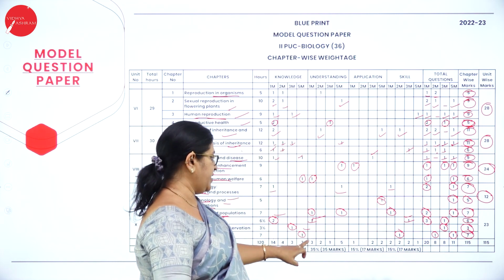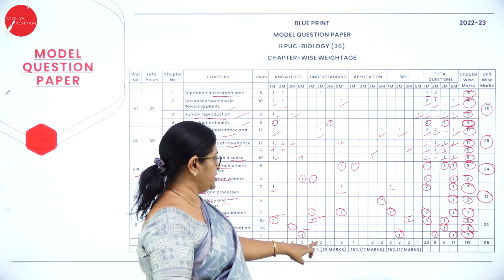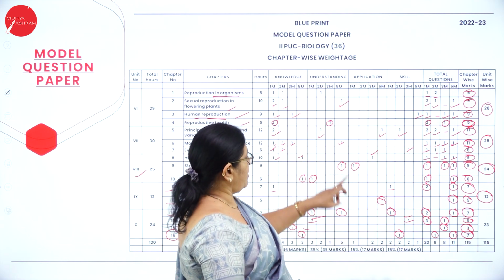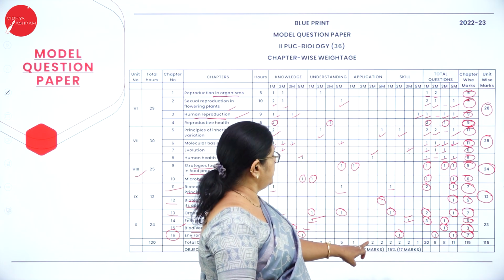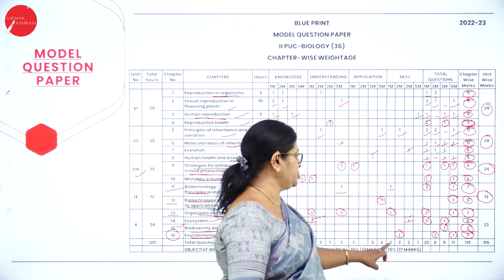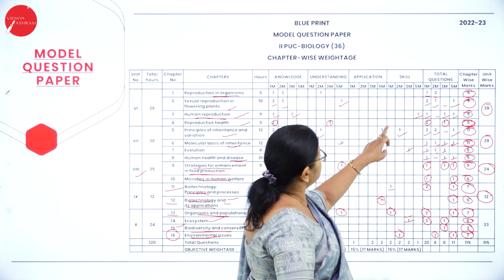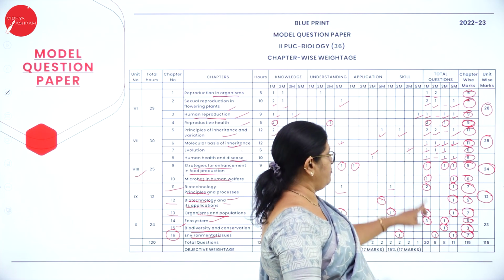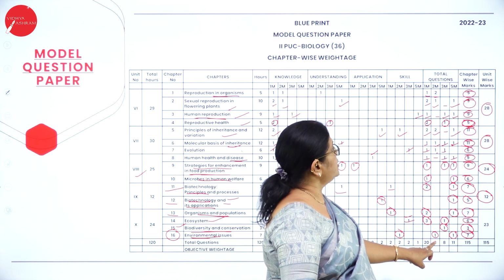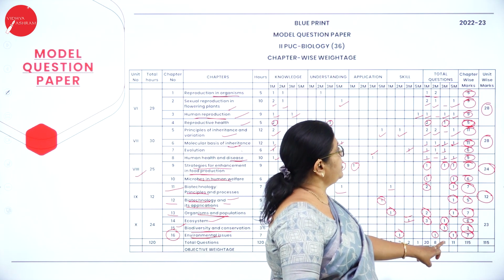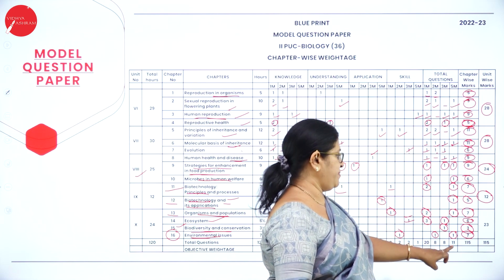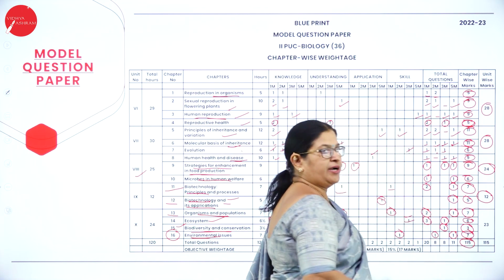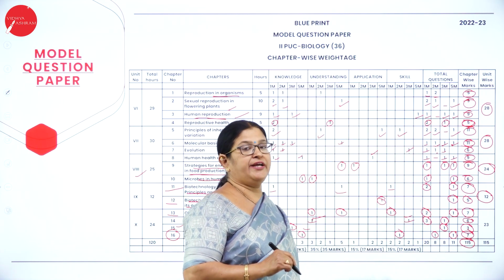So from knowledge base you'll have 1-marker question 14, 2-marker question 4, then 3-marker question 3, 5-marker question 3. Then understanding: 1-marker question 3, 2-marker question 2, 3-marker question 1 and 5-marker question 1. Application: 1-marker question 1, then 3-marker question 2, 5-marker question 2, then 2-marker question 2, 3-marker question 2, 5-marker question 2. Totally, you have 1-marker question 20, 2-marker question 8, 3-marker question 8 and 5-marker question 11. So total marks in your question paper will be 115, 47 questions, 115 marks.